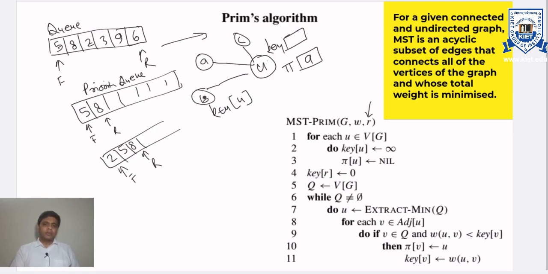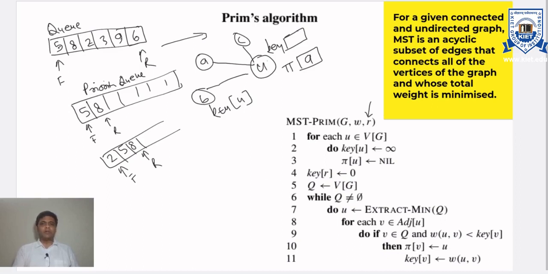And adjacent of A would be only U, because A is connected with U only and not C and B directly. Adjacent of C would be only U, but adjacent of U would be A, B, C. So these are the notations.